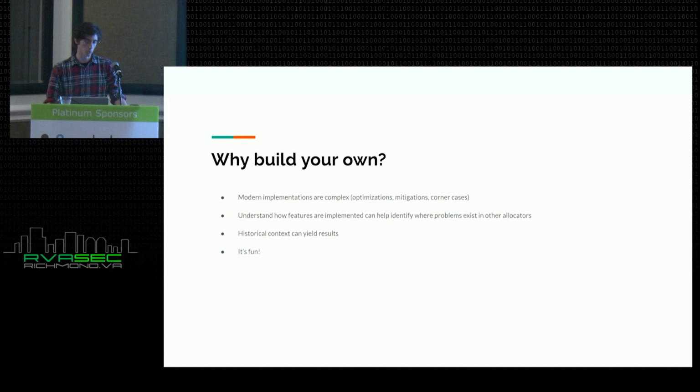Also, understanding how features are implemented in one allocator can lead you in a direction of where problems might exist in others. Like I said, there are custom allocators in place. Most likely, people are going to make the same mistakes when implementing those allocators. They're going to have very similar vulnerabilities and similar bug classes. And then historical context can yield results.